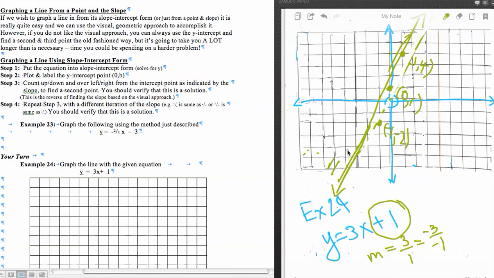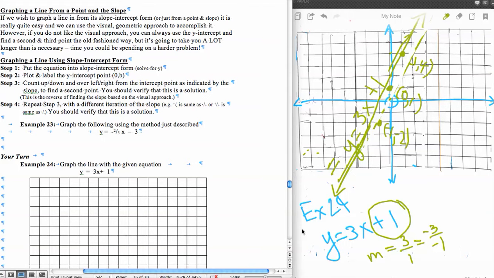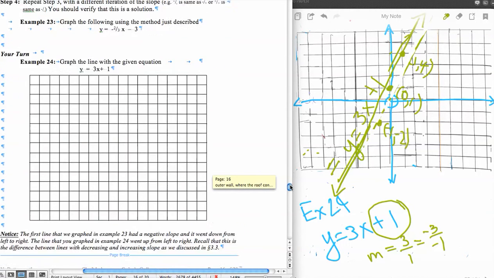Last thing that we should do is label it with its equation, y equals 3x plus 1. And that's how we would graph that linear equation. And so now you should be able to do this.